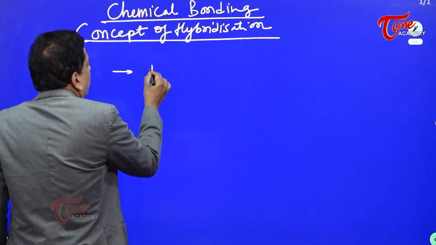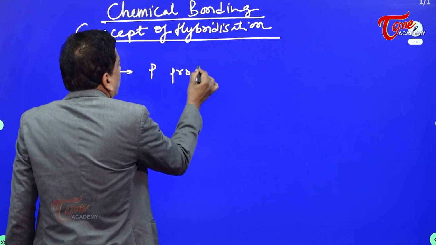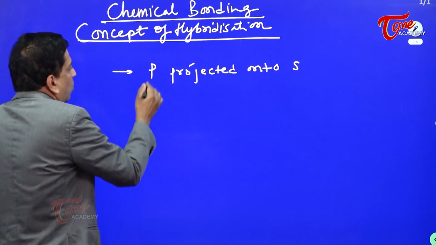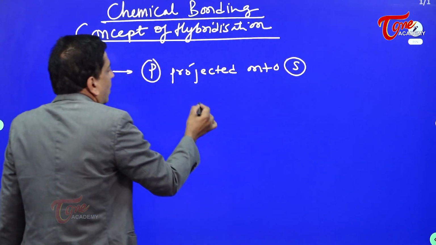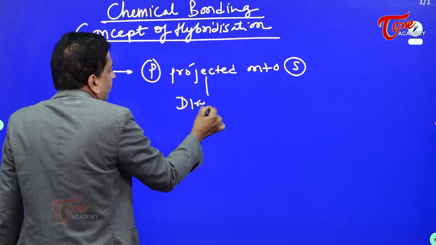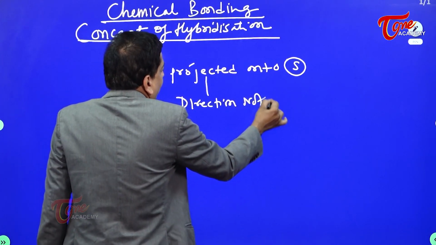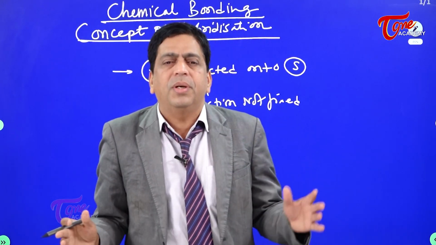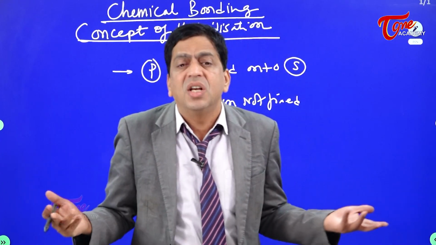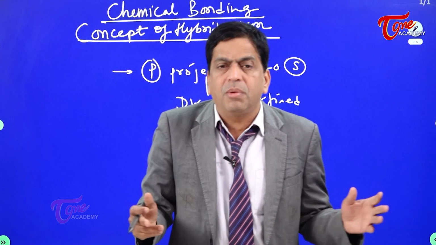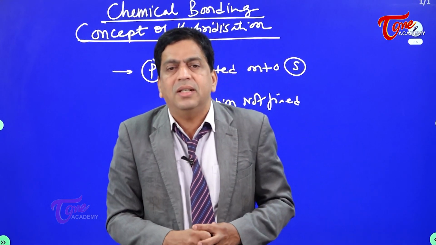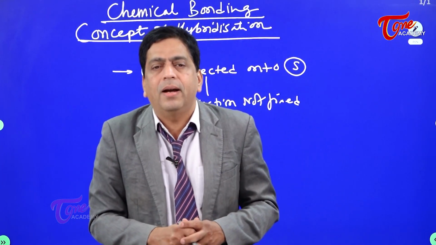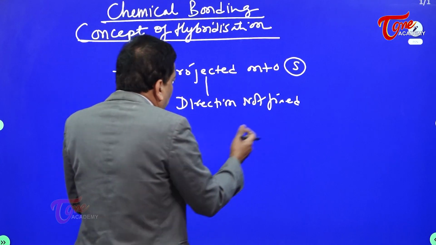Whenever a P is projected onto S, the P orbital projected onto S, the direction is not fixed. The direction of the projection of a P orbital onto S is absolutely not fixed. We need to rectify this because whenever P orbitals are involved in bonding, the bond angle remains 90. That is another biggest flaw, which is ridiculous and silly. So the P orbital onto S direction is not fixed.